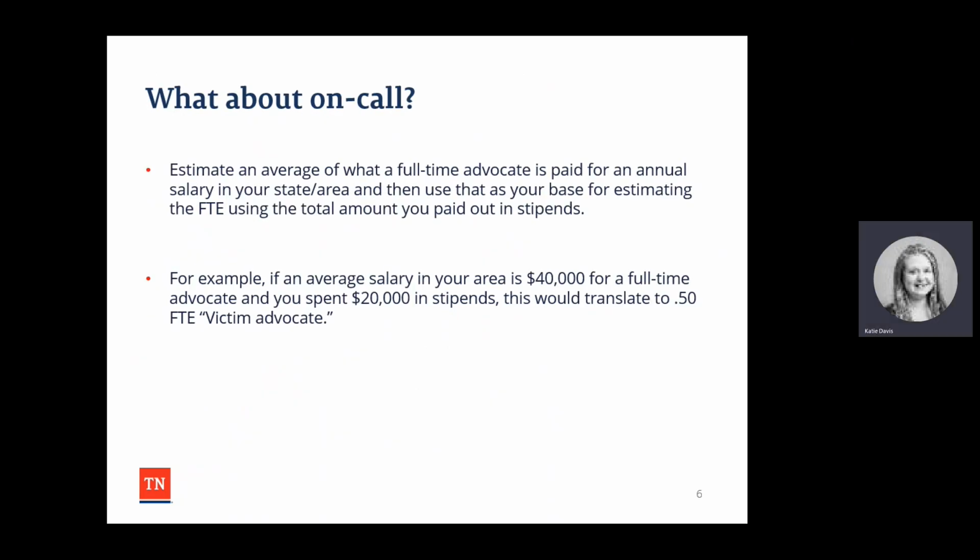So what about on-call folks? Estimate the average of what a full-time advocate is paid for an annual salary in your state or area, and then use that as the base for estimating the FTE using the total amount you paid out of stipends. So an example of that looks like, say an average salary for a full-time advocate is about $40,000, and you spent $20,000 in stipends for on-call. This will translate to 0.50 FTE victim advocate.